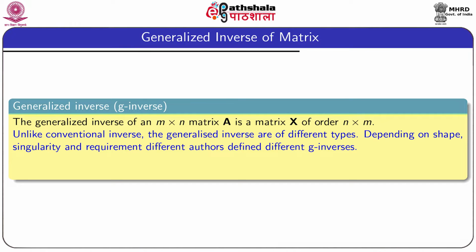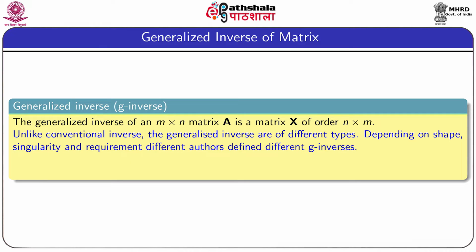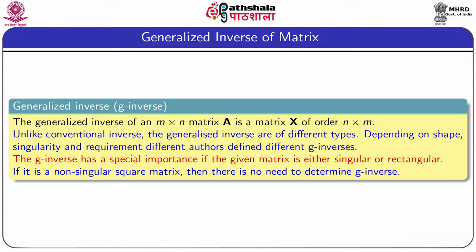Let A be a matrix of order m by n. The generalized inverse of an m by n matrix A is another matrix capital X of order n by m. That means the order of the generalized inverse of a matrix is reversed. Unlike the conventional inverse, generalized inverses are of different types depending on shape, singularity and requirement. Different authors define different types of G inverses.